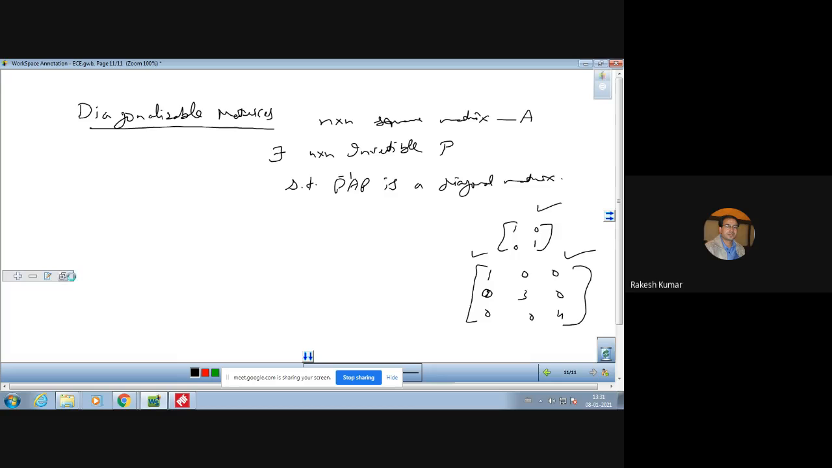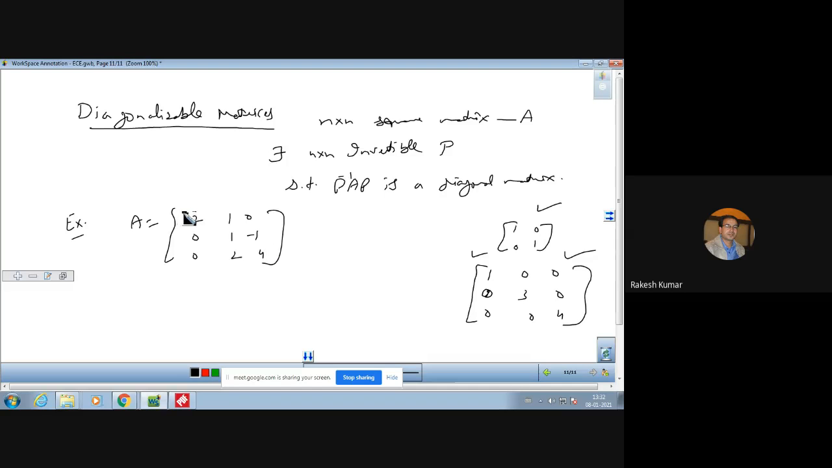Now how is a diagonal matrix found? With the help of eigenvalues. So with the help of eigenvalues, we will be able to find a diagonal matrix. Just see an example: we have a matrix A, that is 2 1 0, 0 1 -1, 0 2 4. This is a square matrix of order 3, with 3 rows and 3 columns.